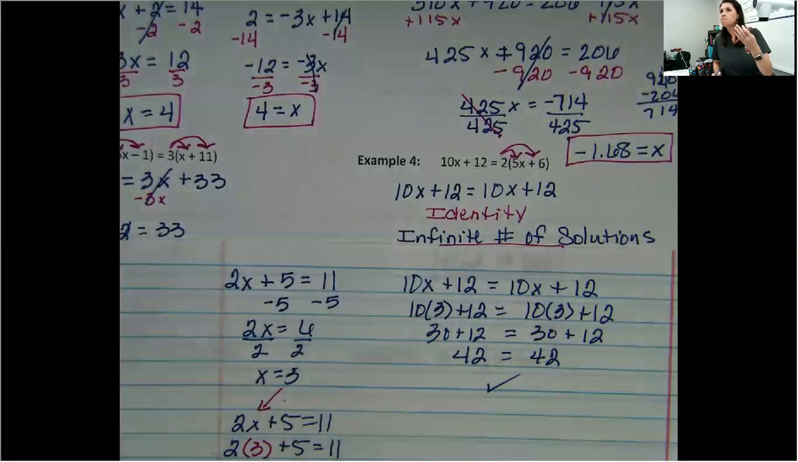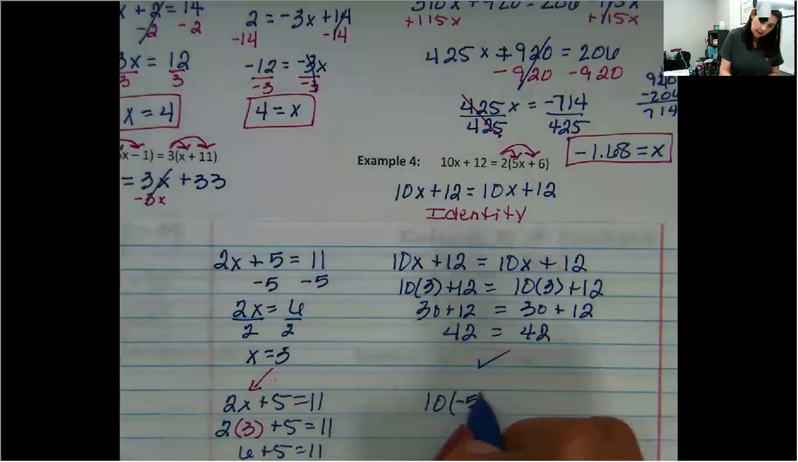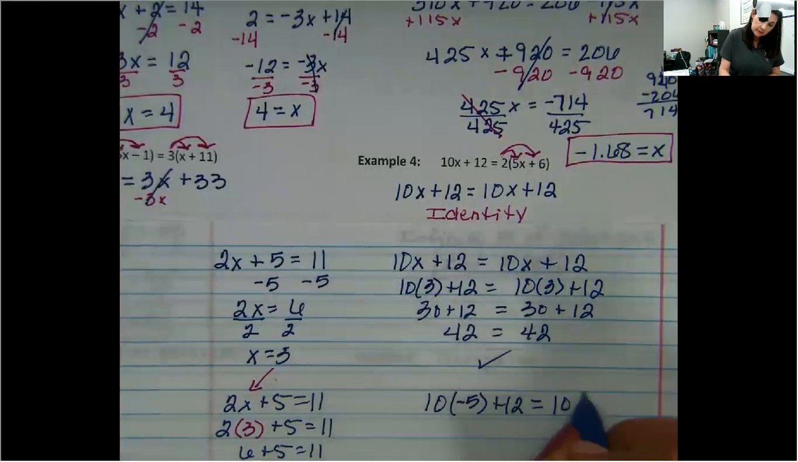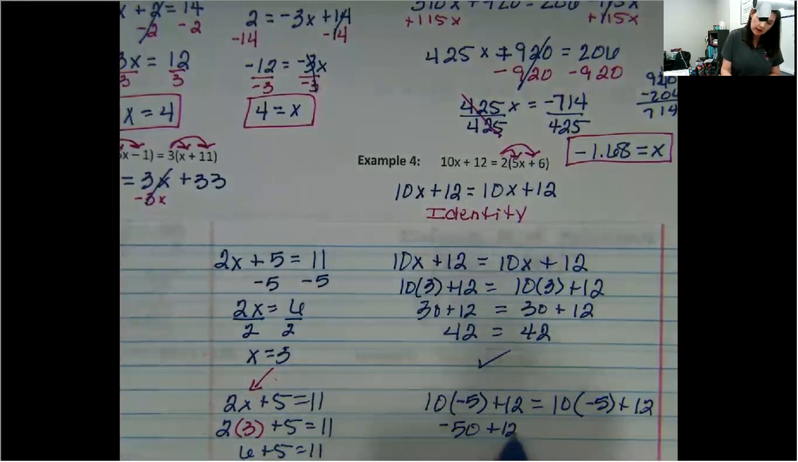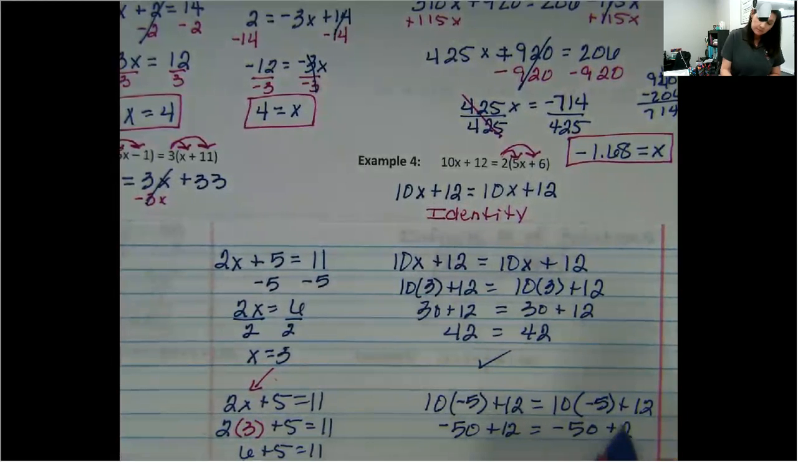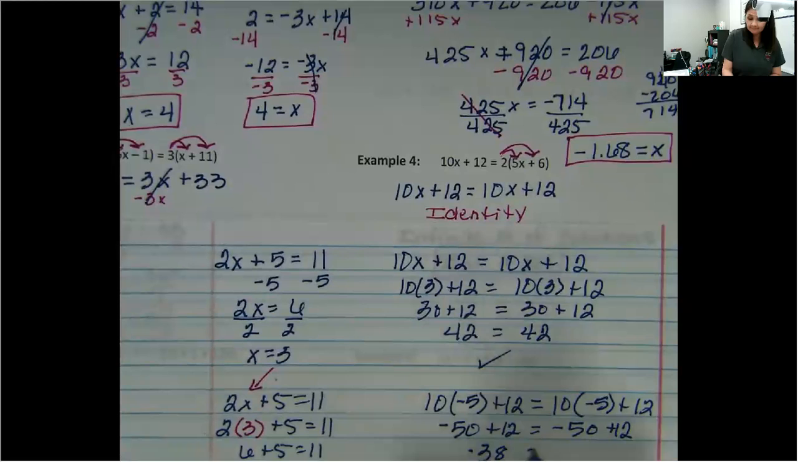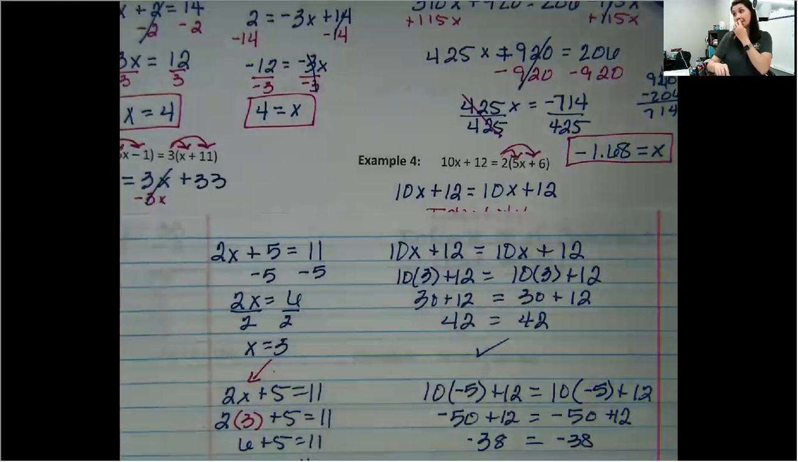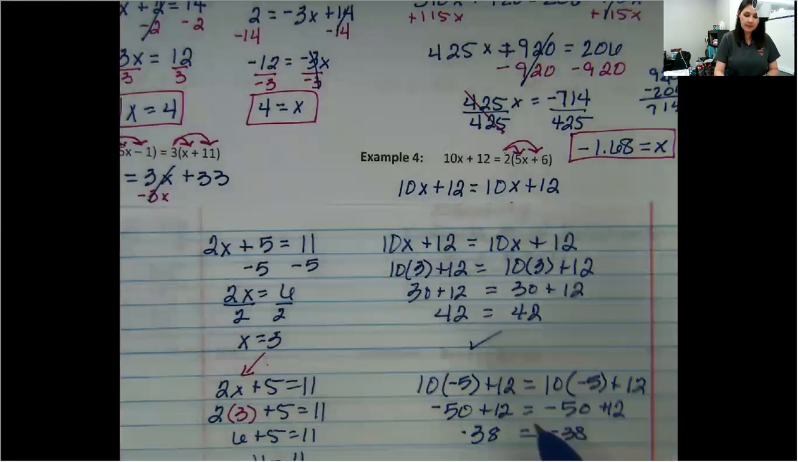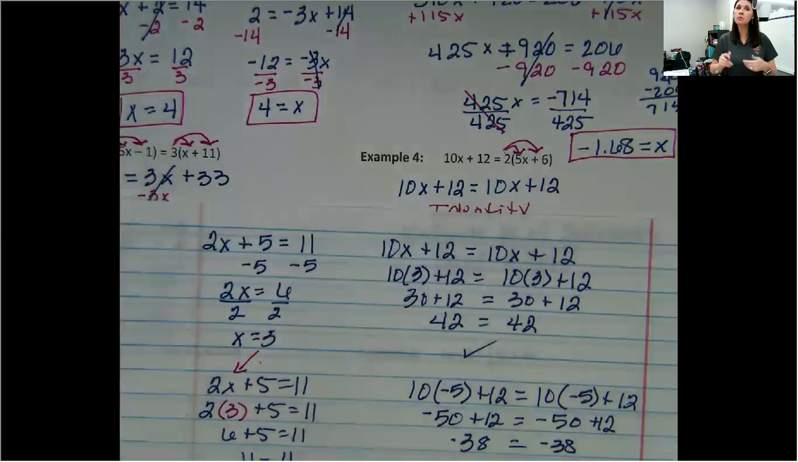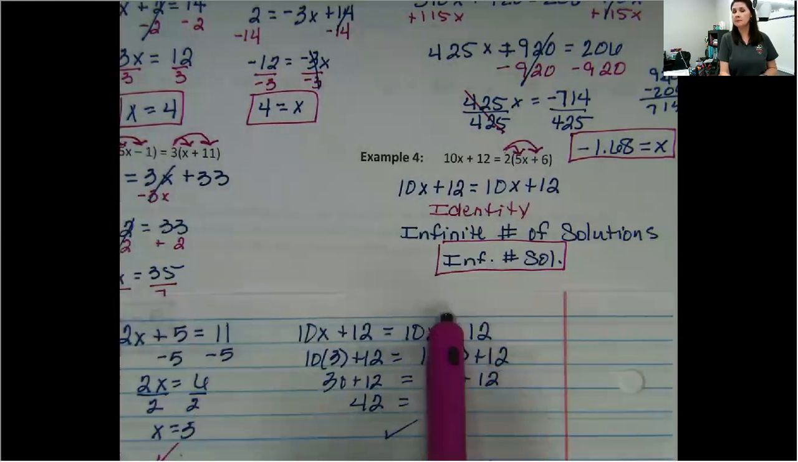What if I chose, I don't know, -5? 10 times -5 plus 12 equals 10 times -5 plus 12. I have -50 plus 12 on both sides, -38. -38 equals -38. Yes. And that is why it's identity. That's why it's infinite. What this is telling me is that it doesn't matter which number I put into this equation, it will always be a solution. It will always make the equation true. That is why we call it identity, or infinite number of solutions.